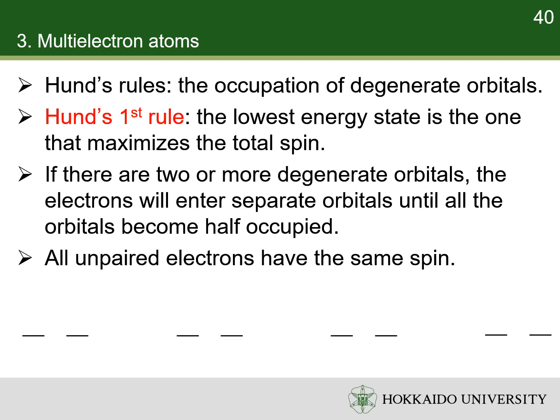For example, if there are two degenerate orbitals, there are 4 different electron configurations, all of which satisfy the Pauli exclusion principle. But one of them has the lowest energy.